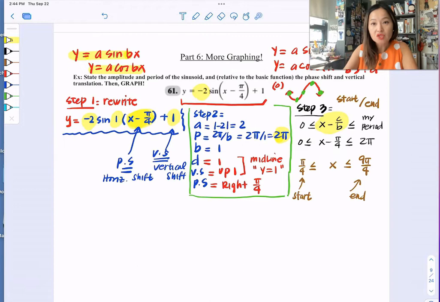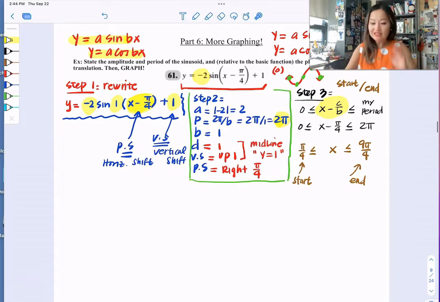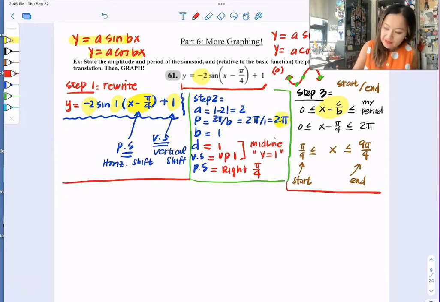I want to ask you a question. What should be the equation between here and here? Ding, ding, ding, ding! If you said 8 pi over 4, you'd be right, because 8 pi over 4 is 2 pi, and that's the exact distance between the start and the end for one cycle of this particular graph. Excellent work. Okay? All right, that's step 3. Woo! We're moving right along. Step 4.